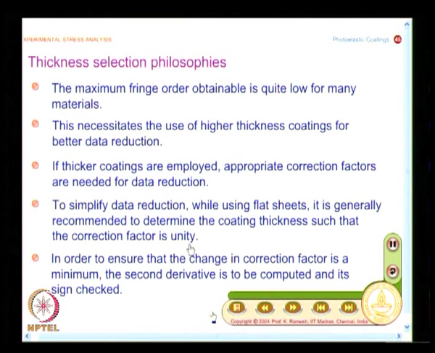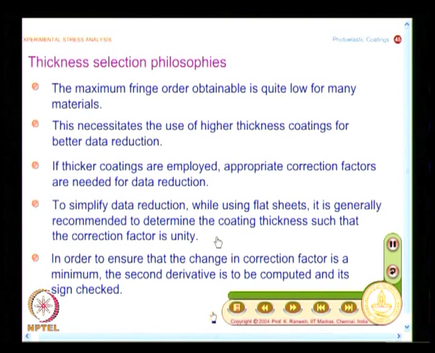Whether keeping it unity helps your particular application or not needs to be verified, but this is one of the philosophies that one can think of, because the focus is to simplify data reduction.